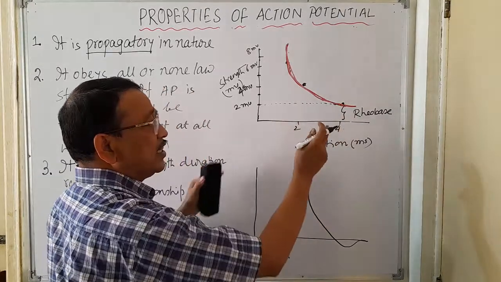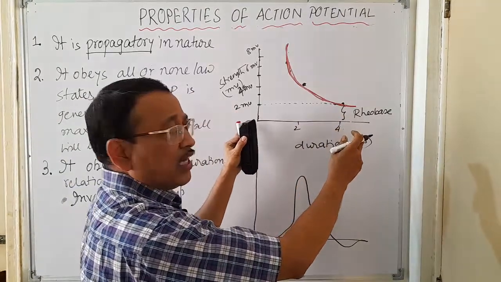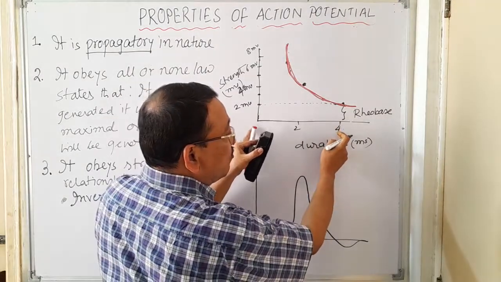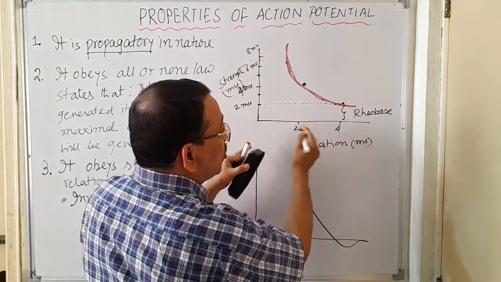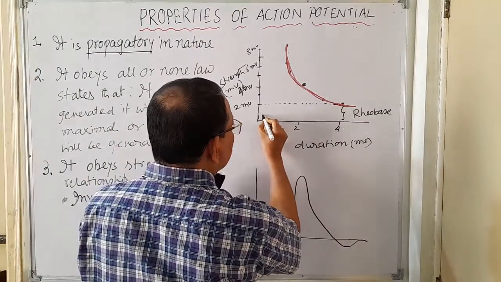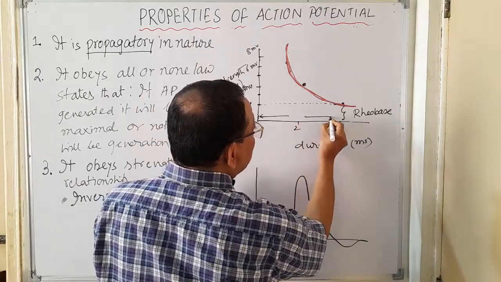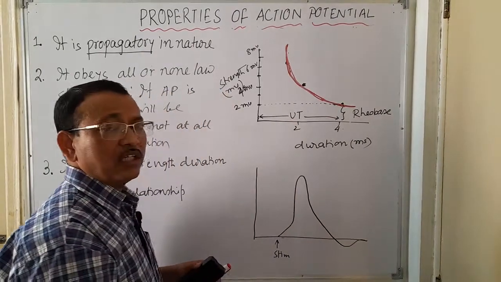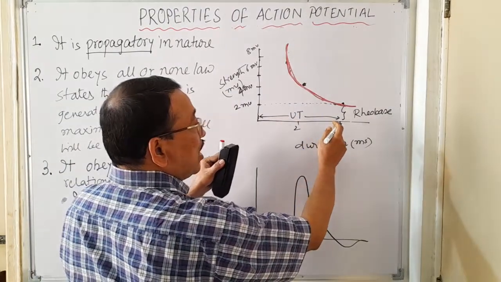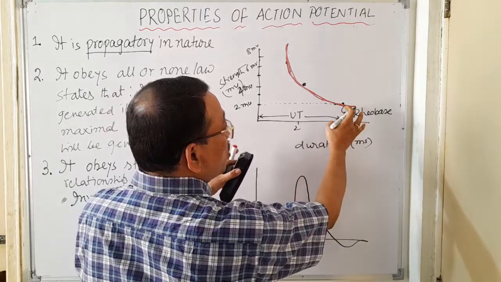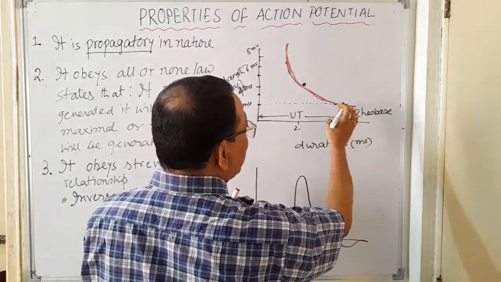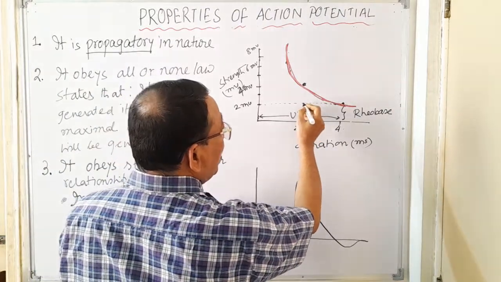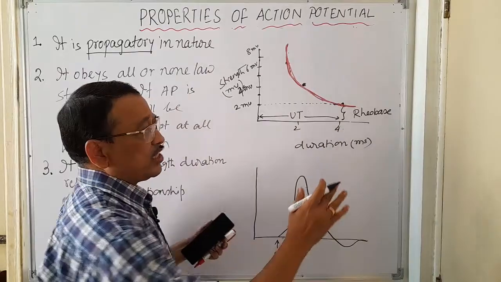Now if we apply the Rheobase current to a cell membrane, then a particular duration is required. And what is that duration? That is the 4 millisecond. So this duration that is required to induce the action potential by applying the Rheobase voltage is known as the utilization time.